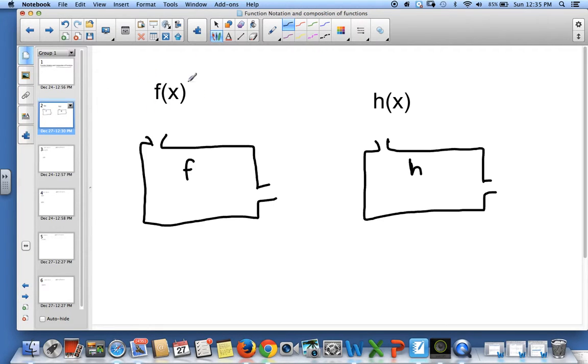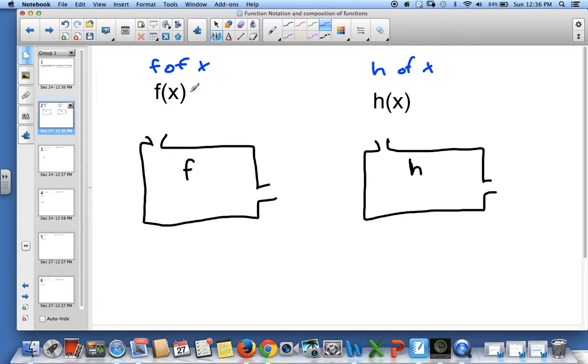This right here, f, is pronounced "f of x," not "f times x." And this would be a different function. We'll call that h of x. And functions, we just name them by letters usually. The x part is what we call the input. So I like to think of this as like a function machine.